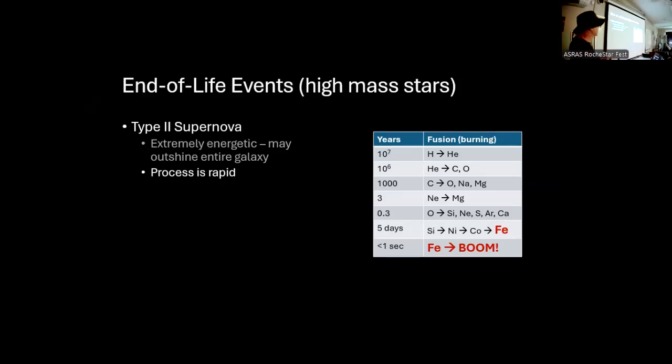The process is rapid. So 10 to the 7th years turning hydrogen into helium. 10 to the 6th years turning helium into carbon and oxygen. About 1,000 years to get the oxygen, sodium, and magnesium. 3 years to get the magnesium. About a third of a year to get these elements, and about 5 days to get the iron. Once you hit the iron stage, the supernova occurs. So this is an accelerating, rapid process into death. It's not a lingering death.